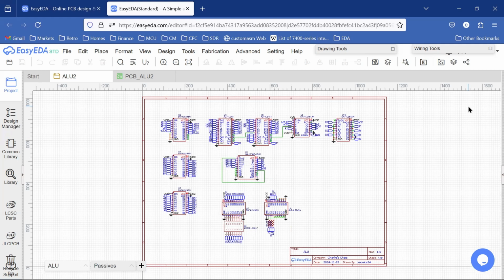TTL Computer II. Today we're going to be taking a look at our ALU circuit design as well as our PCB design. And we're already looking at our first sheet in our schematic.